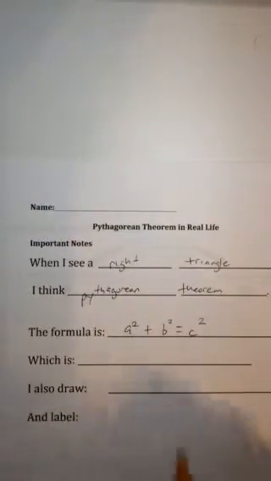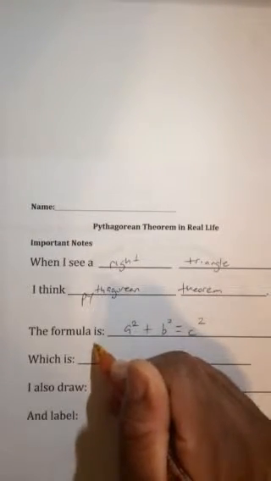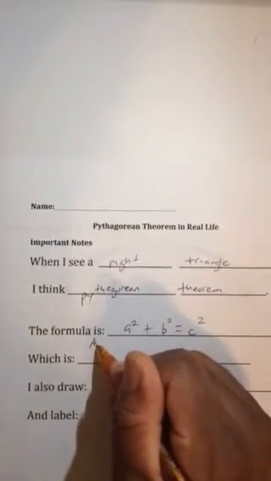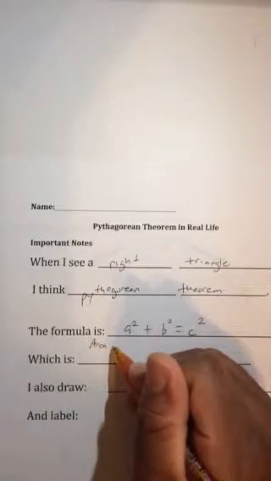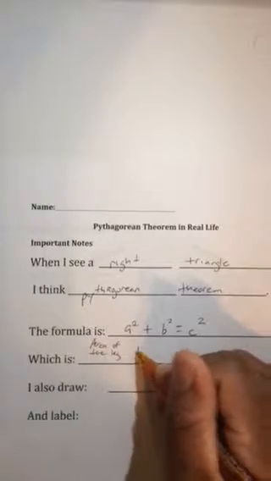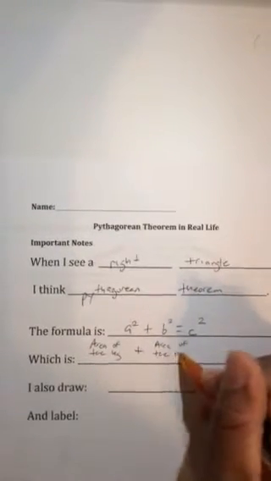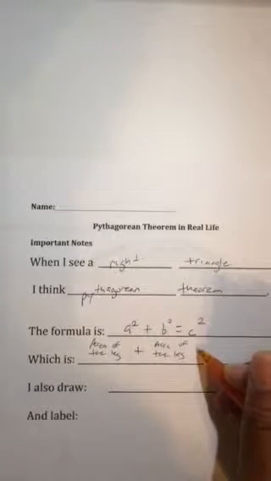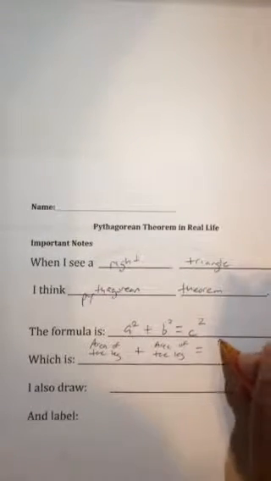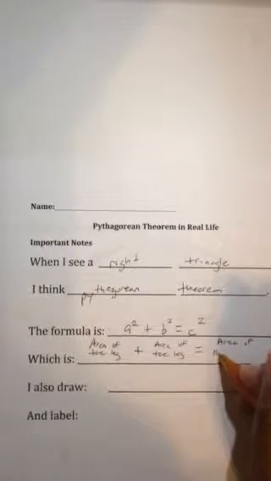And what we're saying when we say a squared plus b squared, we're saying that the area of the leg plus the area of the leg is equal to the area of the hypotenuse.